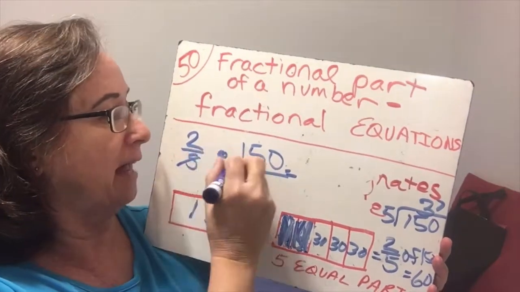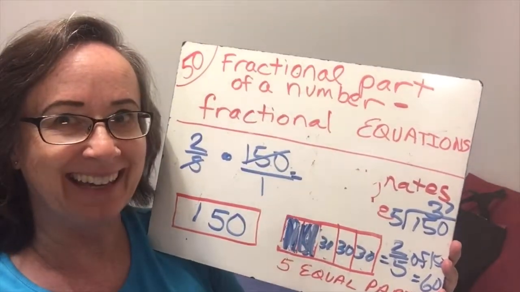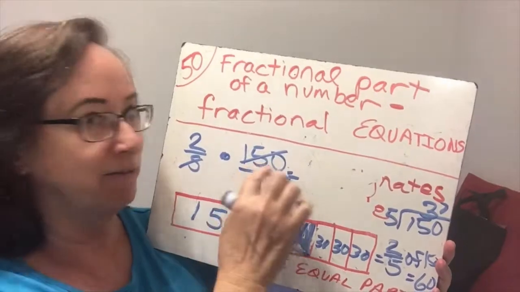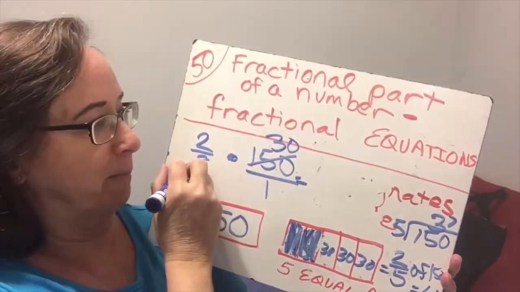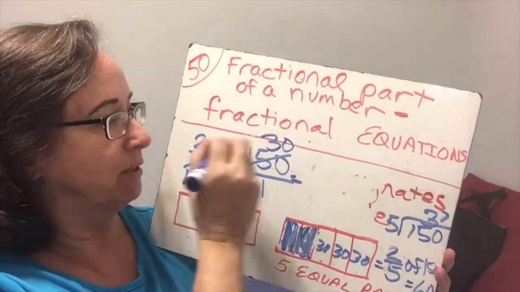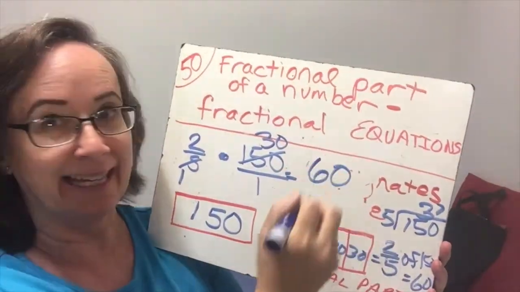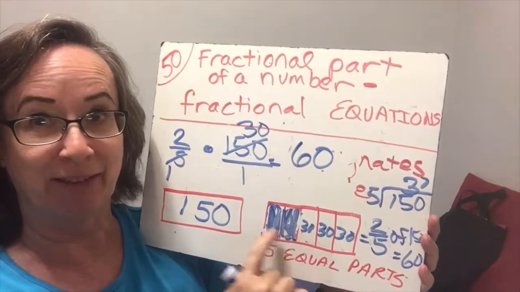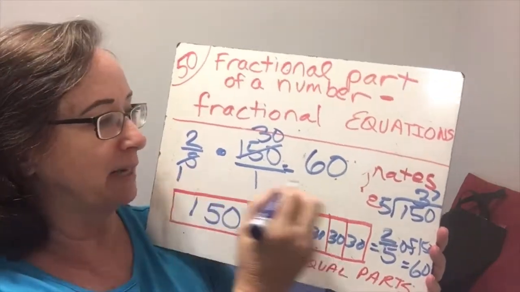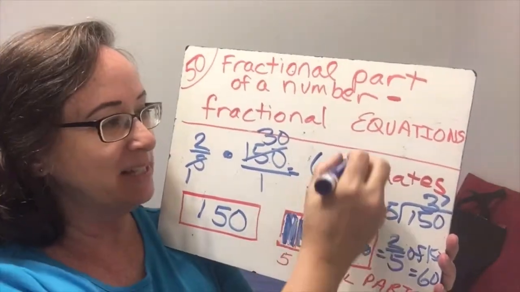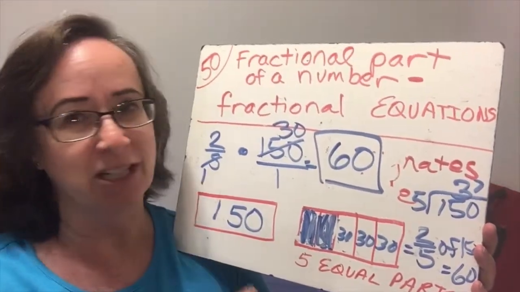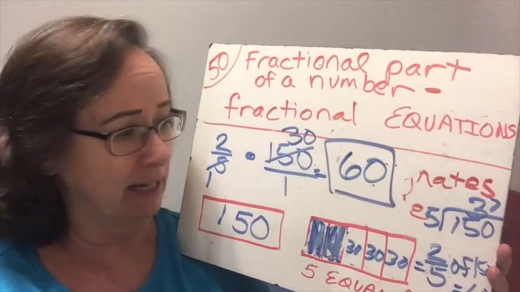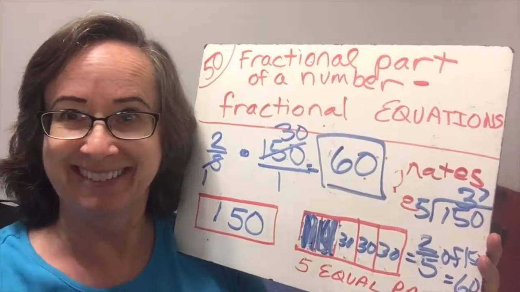So the 5 and the 150 will cancel. 150 divided by 5, we already said was 30. And then 5 divided by 5 is 1. And then 2 times 30 is 60. Isn't that what we got when we had those two parts shaded? And 1 times 1 is 1. So the answer can be found from a multiplication problem, because you really don't want to have to draw it out every single time, do you?